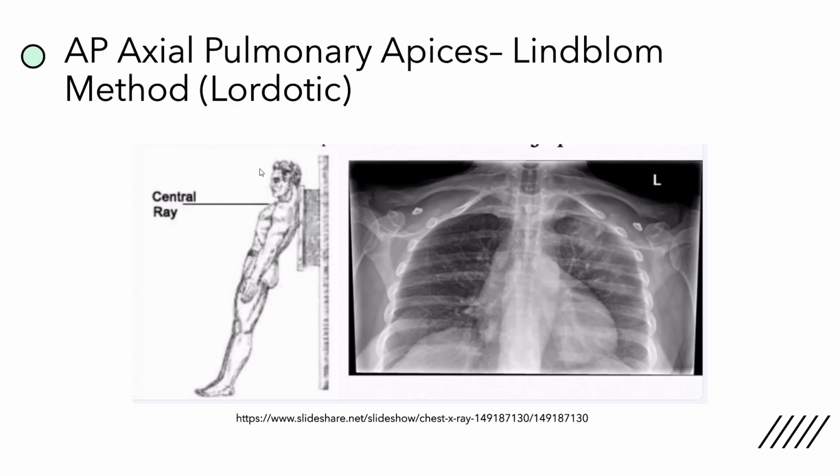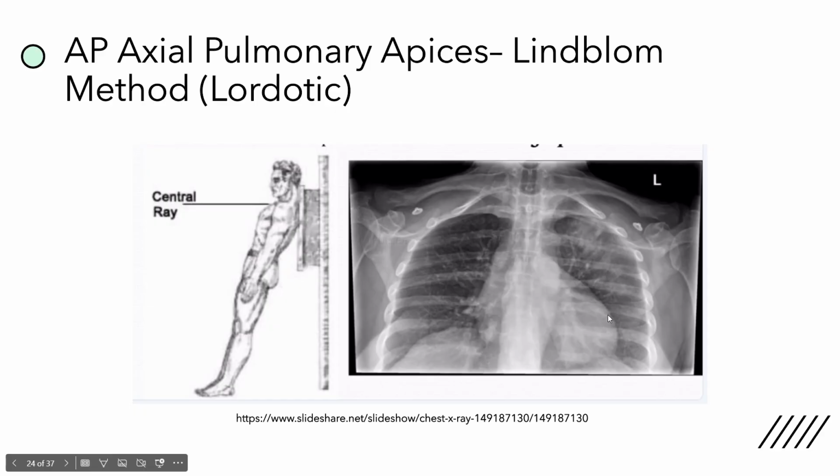So the patient is standing kind of like this. Sorry, this is a little blurry. But they're standing about 1 foot in front of the IR, leaning back at an angle, and the central ray is going to be a little bit below that jugular notch. So notice here we have a really nice view of the apices of the lungs with those clavicles out of the way and with the ribs out of the way.